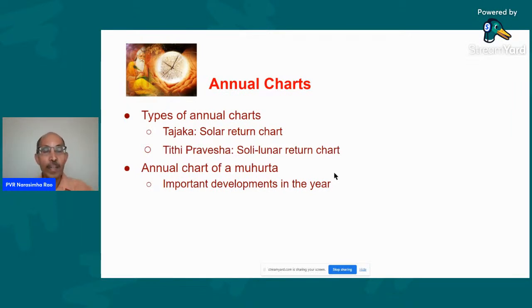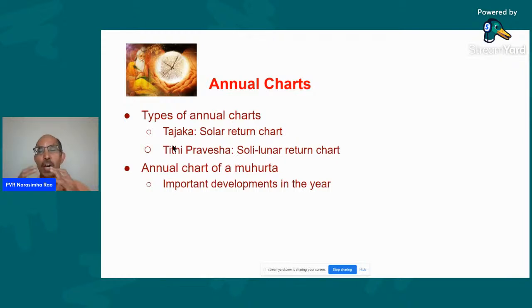What kind of annual charts are we talking about? I'll try to cover both. Actually, there are many types of annual charts, but these are the two popular ones. One is the Tajaka chart. It is the solar return chart, when the Sun comes back to the same position he occupied in the birth chart. And the other one is the Tithi Pravesha chart. It is the solilunar return chart.